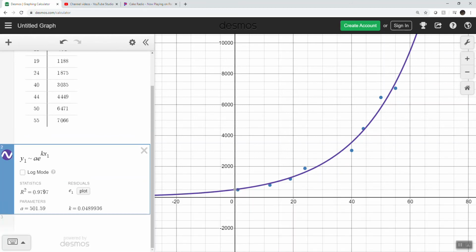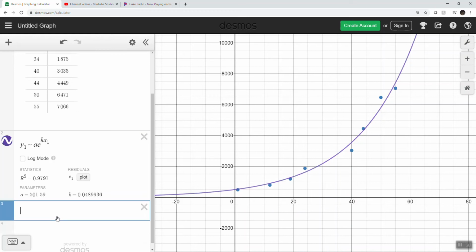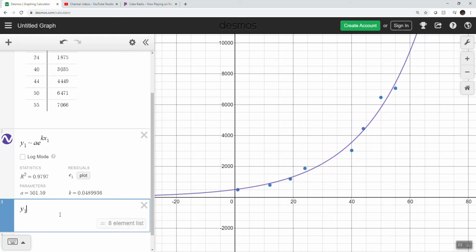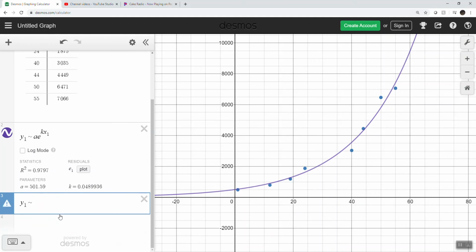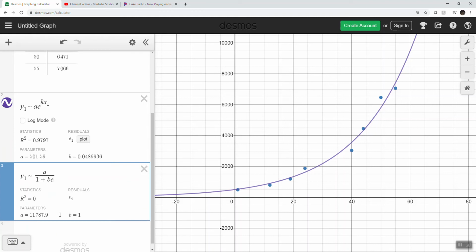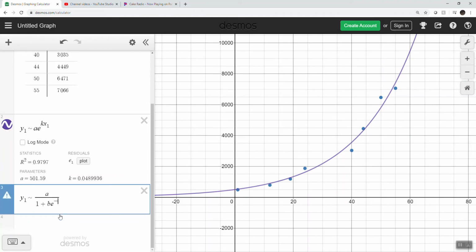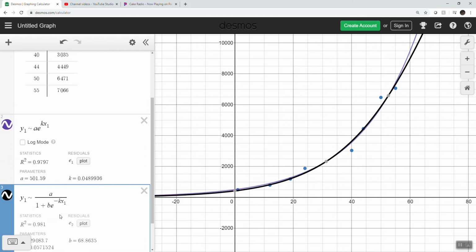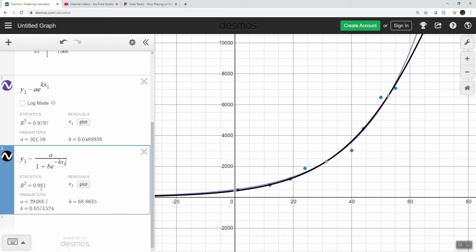Note that the R squared value, a coefficient of determination, is pretty good. Let's now do our logistic model and see if it's any better. So that one was y1 equals A divided by 1 plus B times e raised to the negative k x1. All right, there is our logistic model. Note that the R squared value is a little bit better. So that is a better function.